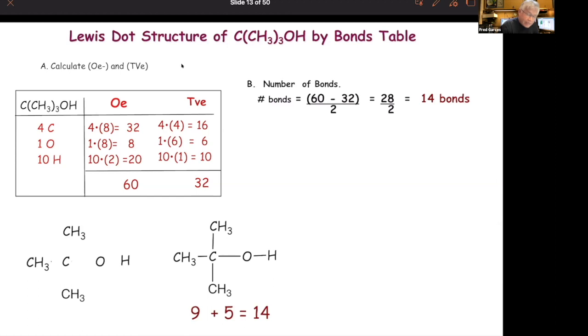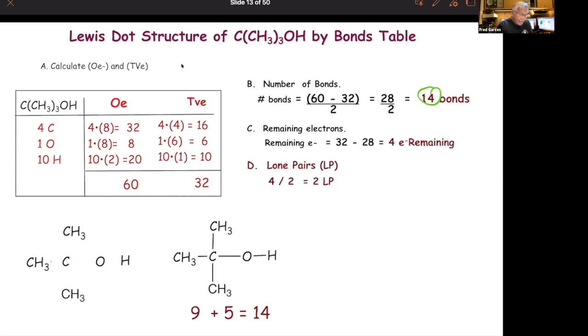How many remaining electrons? Well, we take 32, subtract 28. Again, 28 because that's the number of electrons we've used up on bonding. Don't take 32 and subtract 14. 14 is the number of bonds, but in those 14 bonds, there's 28 electrons. So 32 minus 28, that's 4 remaining electrons. Of course, those 4 remaining electrons are going to go to that oxygen. That's what you see.